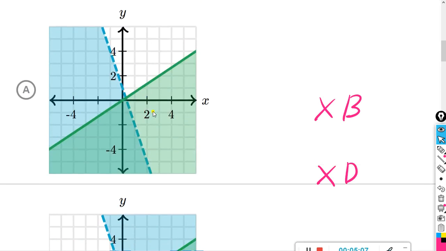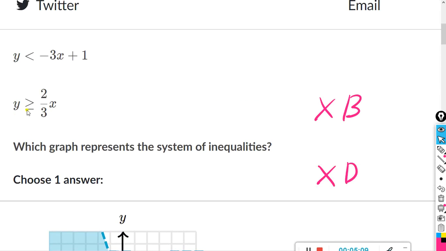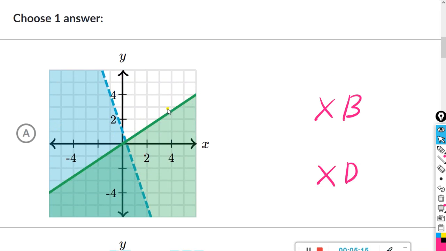Now let's check out the other one. For the one with the positive slope, 2/3, it's greater than or equal to. So find the one with a positive slope. That's the green one right here. And is it shaded greater than or equal to? No, it's not. Right here above this line, it's not shaded. So it is not answer A.